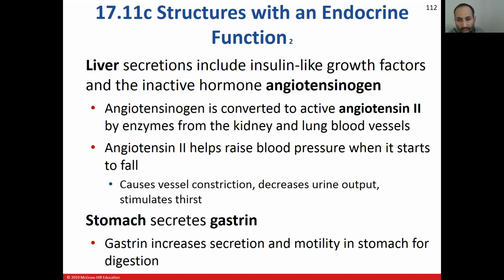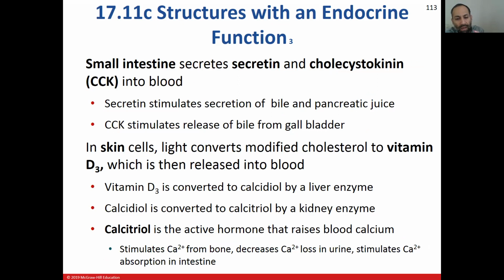Okay, stomach, we talked about that one. It secretes gastrin. Gastrin causes your stomach to secrete more acid, okay, for digestion of food in the stomach, okay. Small intestine secretes those two, secretin and cholecystokinin or CCK, and both of those hormones increase digestive juice secretion to help you digest food. Skin secretes the hormone called vitamin D, okay?